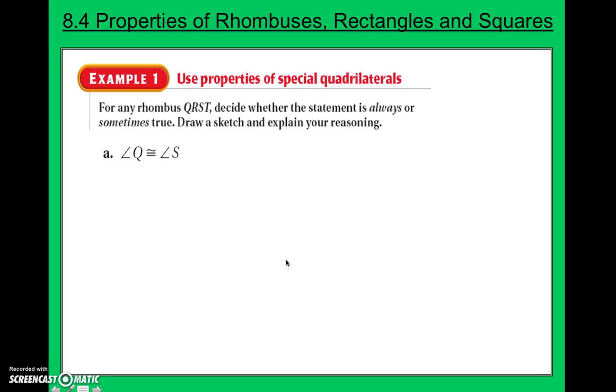So try out this example. For any rhombus QRST, decide whether the statement is always or sometimes true. Draw a sketch and explain your reasoning. Angle Q is congruent to angle S. So is this always or sometimes true? Try to draw a sketch and be able to explain.